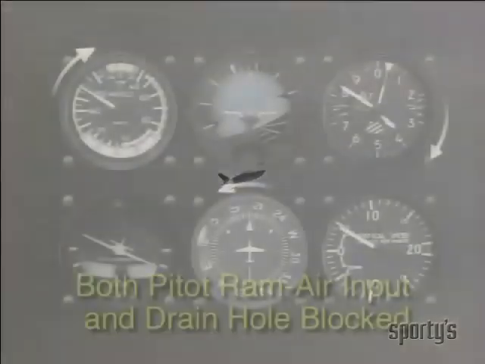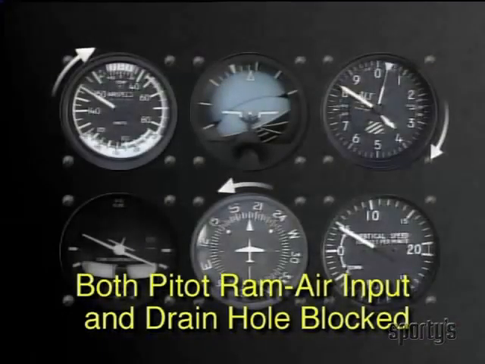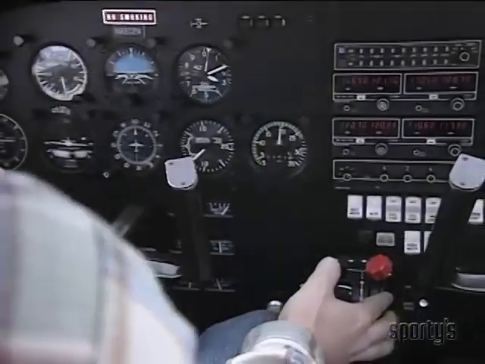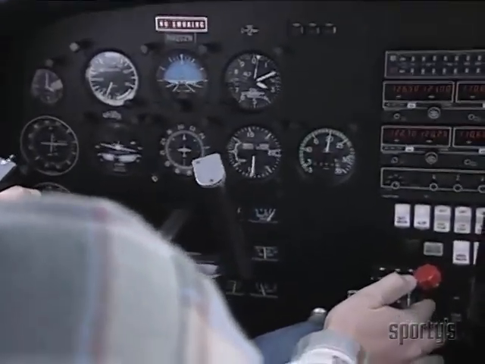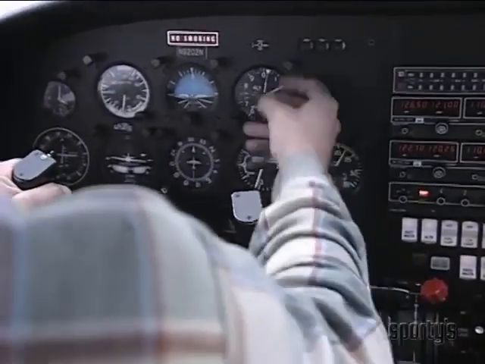After checking the other instruments, what at first glance appeared to be a nose-low unusual attitude is a nose-high climbing turn to the right. Both the pitot ram air input and drain hole are blocked, which is causing the airspeed indicator to act as an altimeter. Up until now, you have been taught to have faith in your instruments. This is still true, but if the instruments do not agree, one or more of them must be wrong.